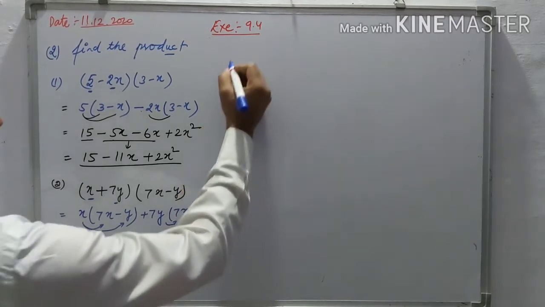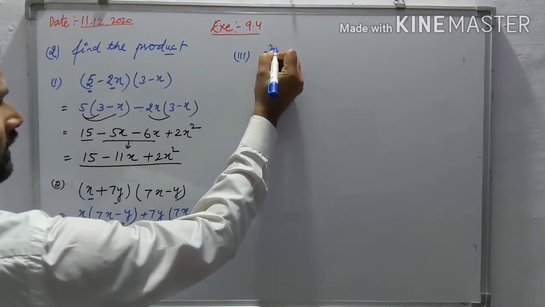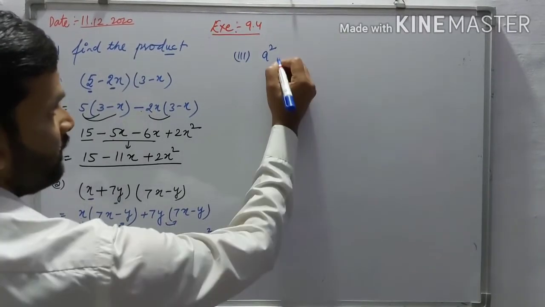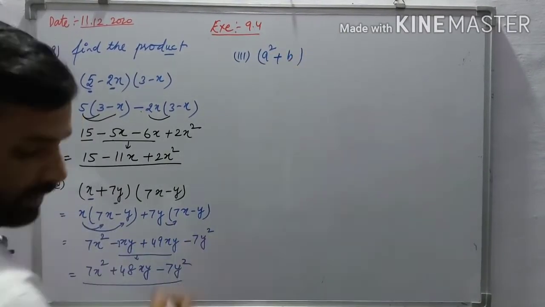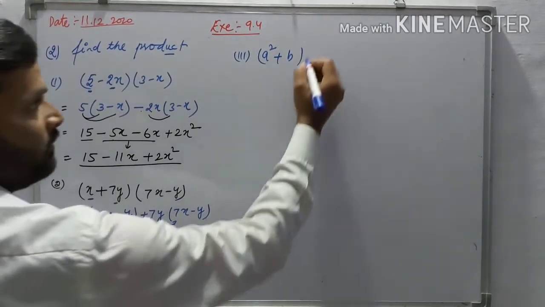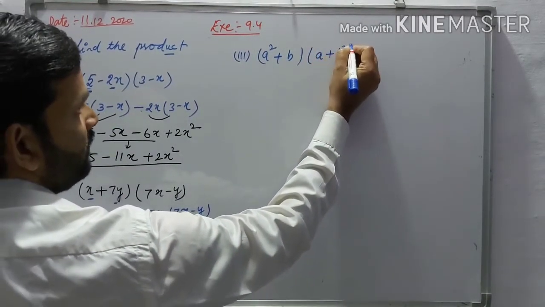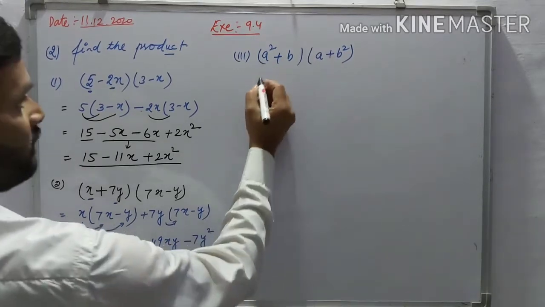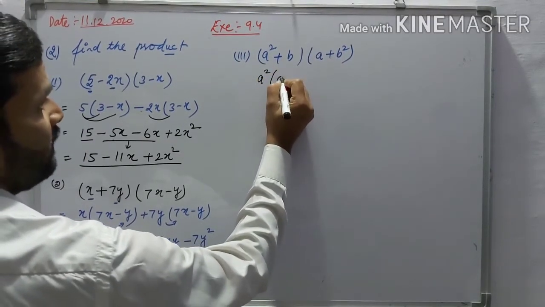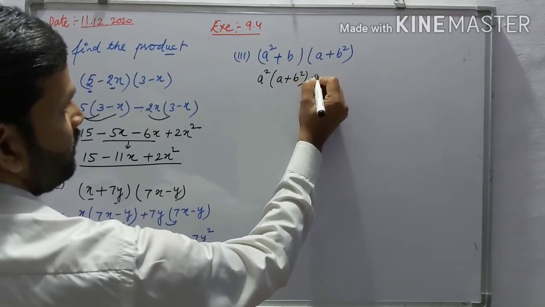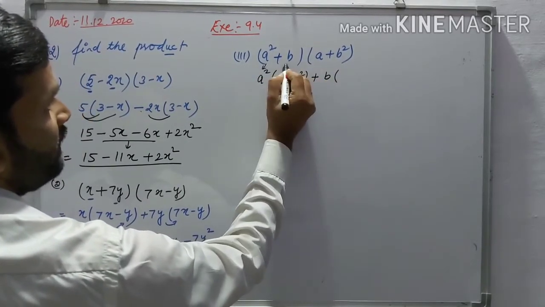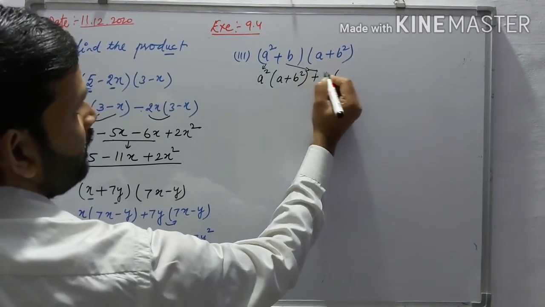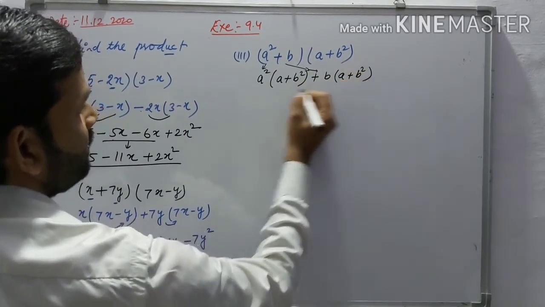Okay, now next is the third question: (a square plus b) and the second bracket is (a plus b square). The first binomial is a square plus b, and the second binomial is a plus b square. Now I start with a square and the bracket a plus b square, plus b, the first, and this is the second, a plus b square.